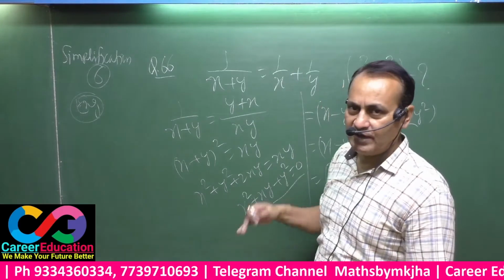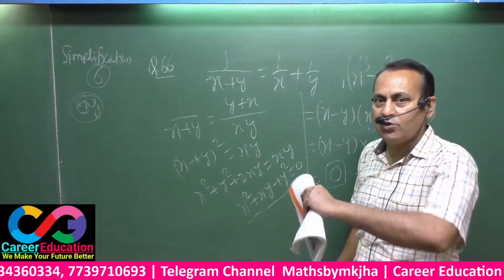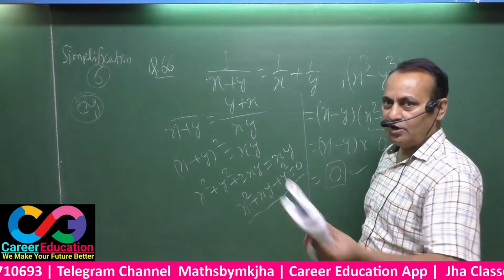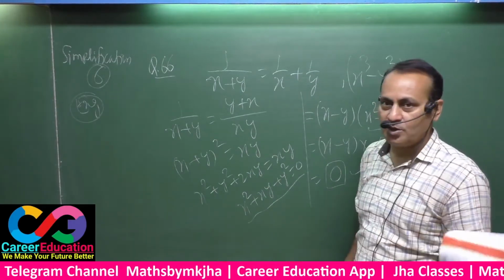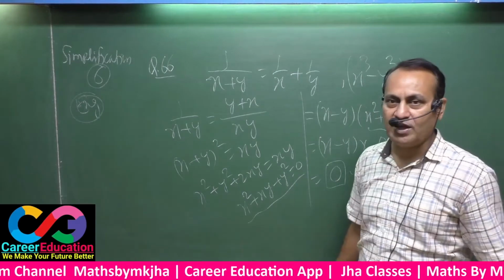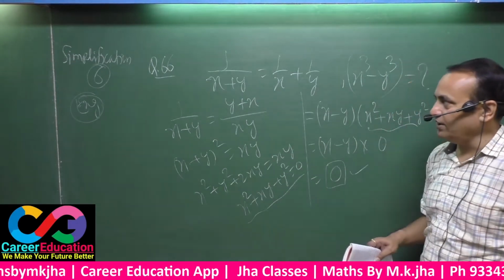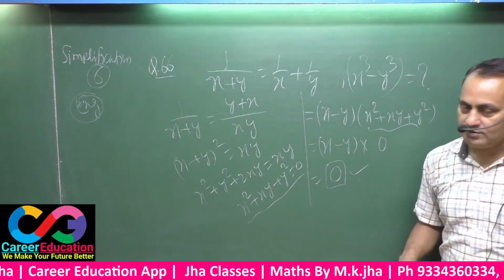I showed here the value of x square plus xy plus y square equals to 0 coming from this equation, and that has been put here in order to get the answer. Finally, you got the answer of the question. That means x cube minus y cube will be equal to 0 only. Be noted fast. I will be coming to question number 67 now.